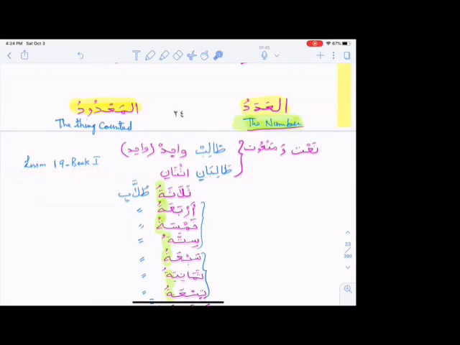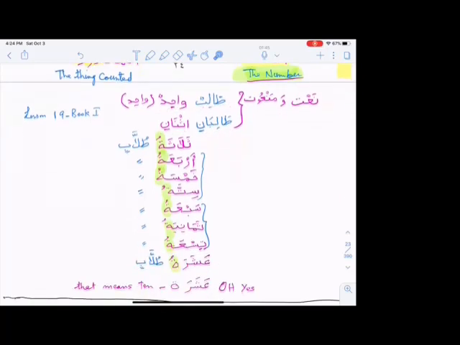So what is it? Talibun wahidun. This is not a sentence, it is just counting. One student. Talibun wahidun. So what is talibun? Talibun is a man'ut. Where is the naat? Wahidun. And then we say talibani. What is talibani? 2 students. Talibani ithnani, 2 students. So this is the man'ut and this is the naat.